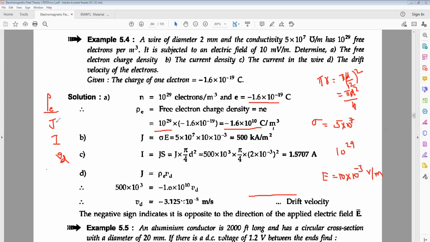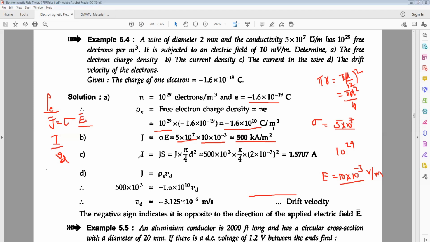And the second one they're asking is the current density. The relation between the current density, electric field and the conductivity: J bar is equal to sigma into E. What is the sigma given? 5 into 10 to the power of 7. And the electric field is also given, 10 into 10 power minus 3 in terms of milli. So the J, we got the current density, is 500 kilo ampere per meter square.